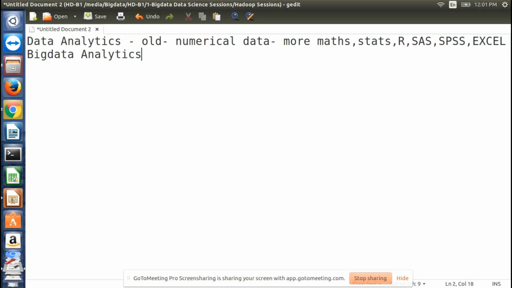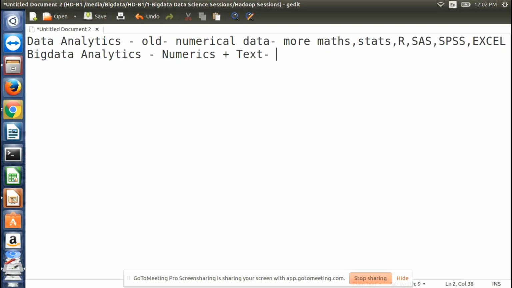But what is new? Big data analytics. What does it mean? Big data means numerics plus text. Before, text was not there, not much text. Am I correct? When there is large volume data, people thought about clusters. People thought about distribution, computation, storage, parallel processing. Text analytics, big data analytics, text analytics.